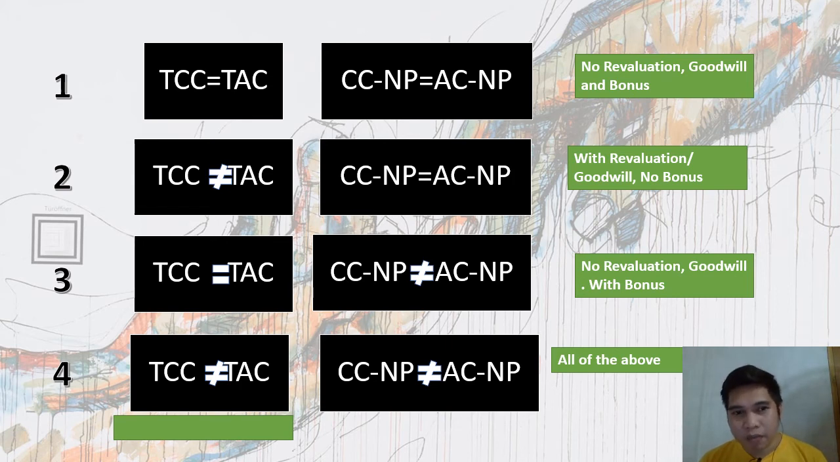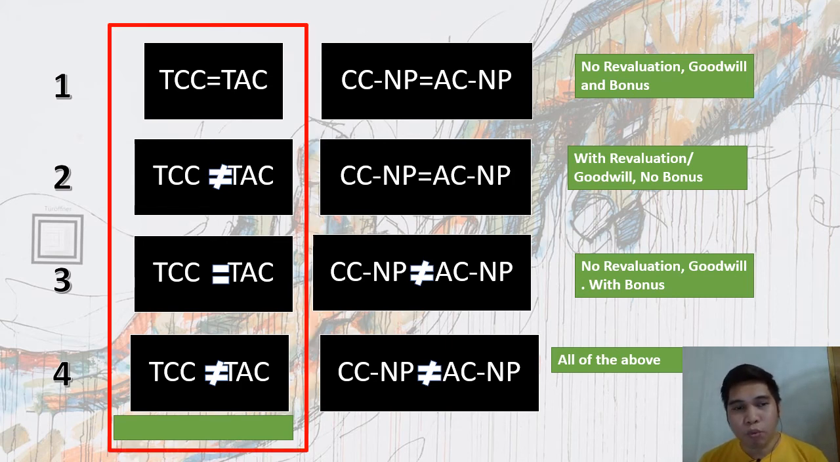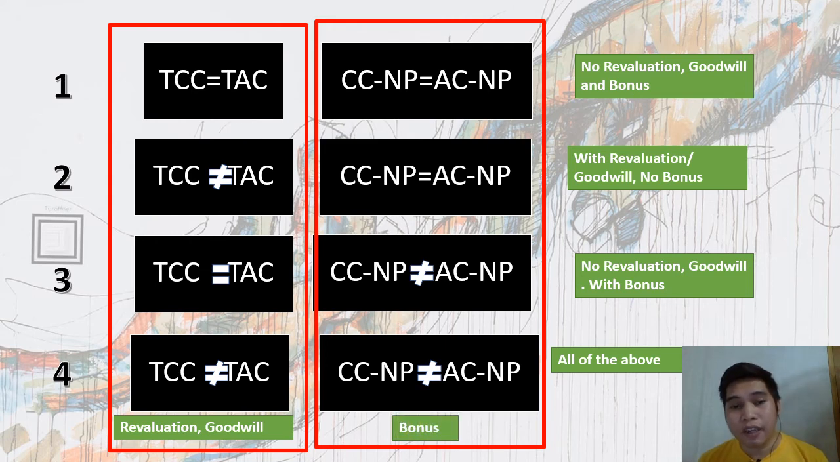So para lang mas madali nyo siyang maintindihan, kapag meron pong difference between the TCC and TAC, ang approach po dyan, meron siyang laging revaluation or kaya naman goodwill, whichever is applicable. However, if the contributed capital of the new partner is not equal to his agreed capital, lagi nyo lang tatandaan, associated po yan sa bonus. Kasi nga, dahil hindi parehas yung kinontribute niya dun sa magiging capital credit niya, of course, meron tayong bonus. So sa TCC, TAC, revaluation yon and goodwill. Kapag contributed capital new partner, tapos agreed capital new partner, kapag hindi parehas, ang approach natin magkakaroon ng bonus.